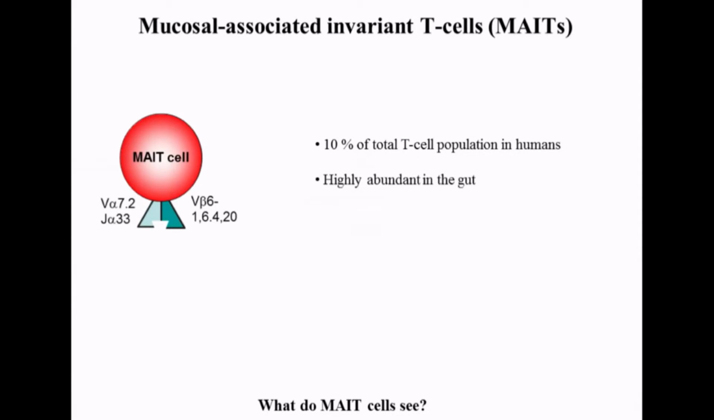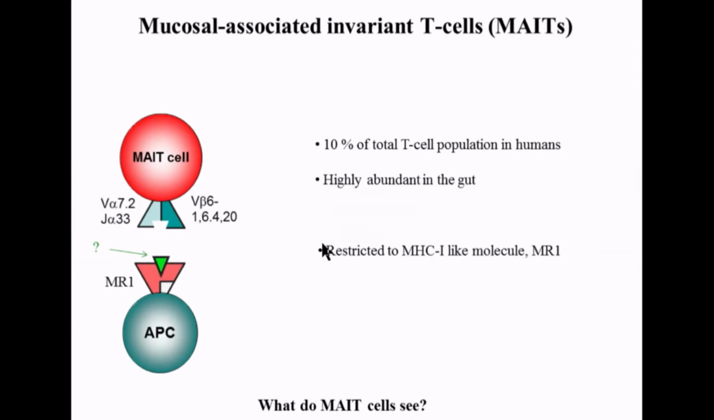They're invariant because despite the diverse T cell repertoire, it has particular germline, particular T cell receptor usage depicted here. They're restricted to an MHC class 1-like molecule that's termed MR1. And these MAIT cells are known to play an important role in protective immunity, and they're activated by a broad spectrum of bacteria and yeast, but not by viruses. And a critical stumbling block, a critical question in the field is, what do these MAIT cells see?